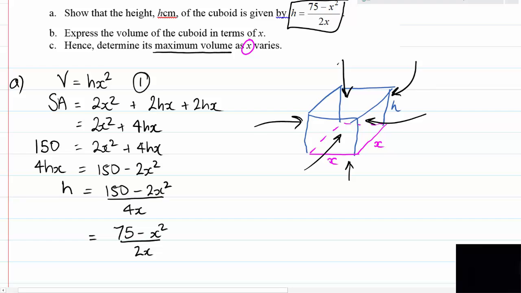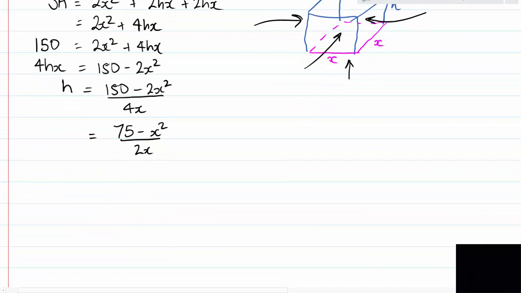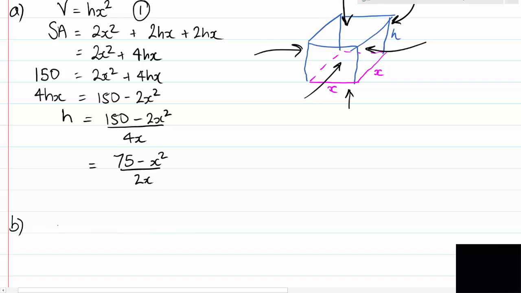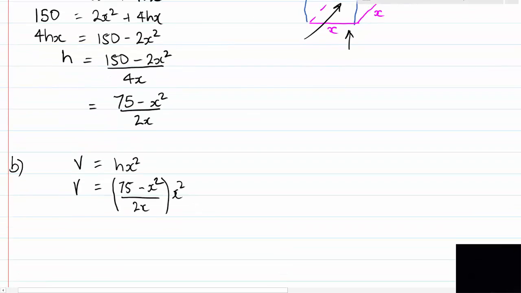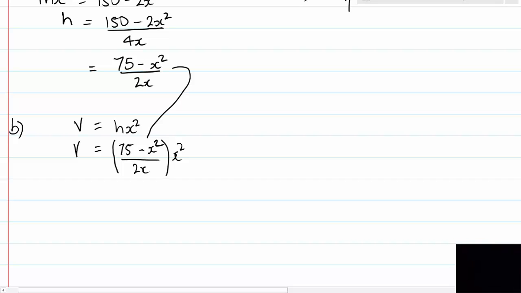16b, express the volume of the cuboid in terms of x. So next I get my volume relationship, v equals hx squared, and I recognise that I need to write it in terms of x, so I need to substitute out what h is equal to as a function of x. So I get volume equals, and instead of h I'm going to put in my 75 minus x squared over 2x, and then that's multiplied by x squared. And that comes from what h is equal to there.